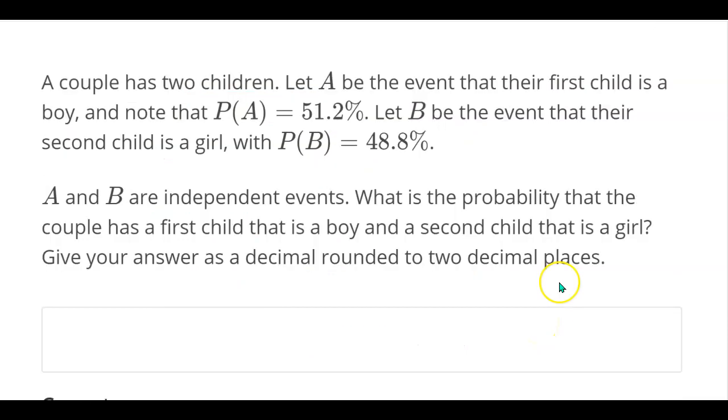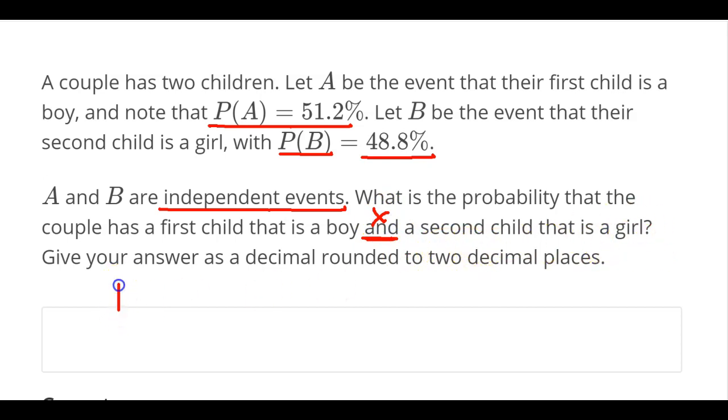All right, a couple has 2 children. Let A be the event that the first child is a boy, denoted by P of A, having a boy, 51.2%. Let B be the event that the second child is a girl, denoted by the probability of B, 48.8%. A and B are independent. They already told me they are independent, so that's good. I know that the probability of A and B is the probability of A times the probability of B. What is the probability that the couple has the first child a boy, and the keyword is and, which stands for multiplication, the second child a girl.